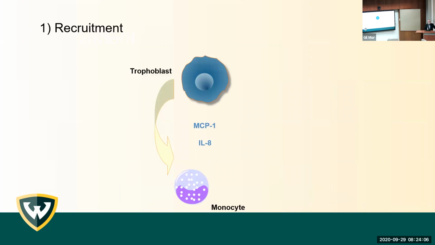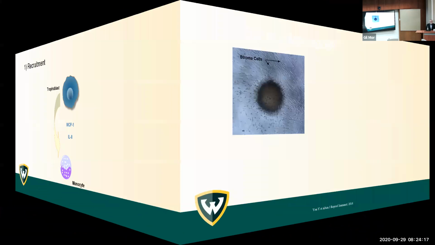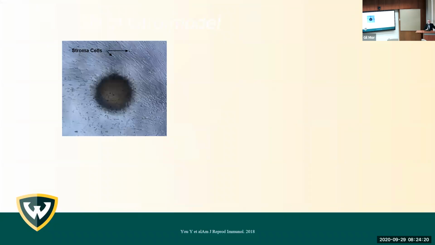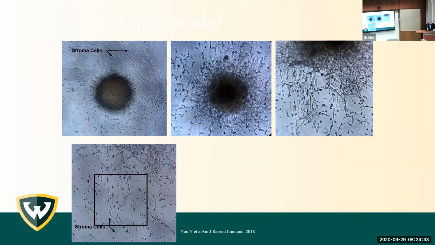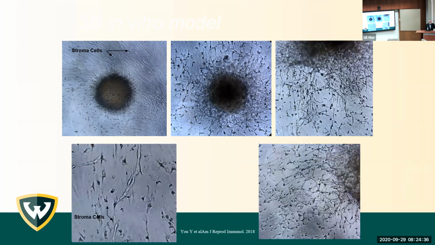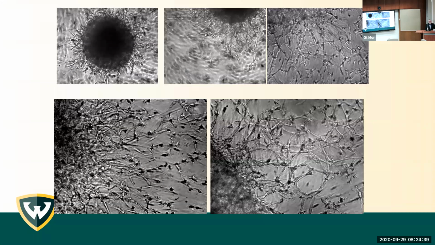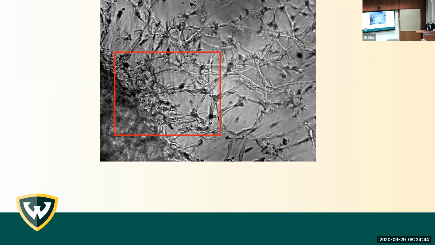So let's start with the question: do the trophoblasts have the capacity to recruit monocytes into the implantation site? In order to answer this question, we developed in vitro models that mimic the placenta or the early stages of placental formation. What we have in the Petri dish is a model that forms villi, exactly like when you see the villi in the first trimester placenta. Let me just show you some nice pictures of those villi.